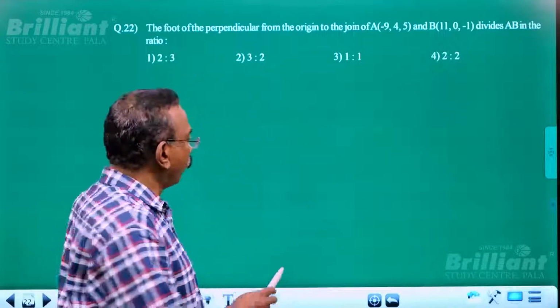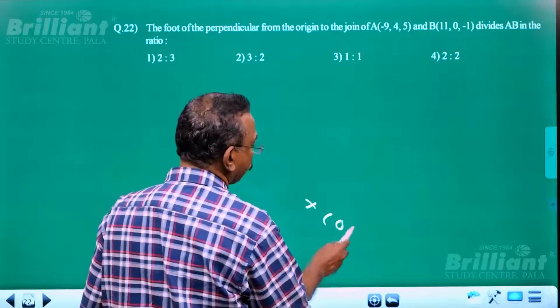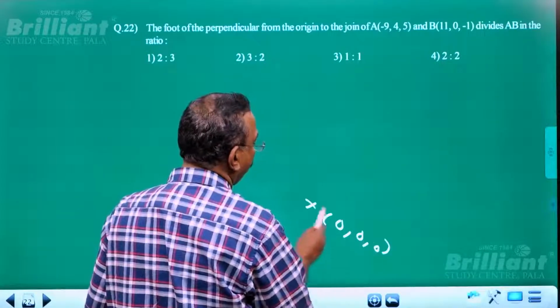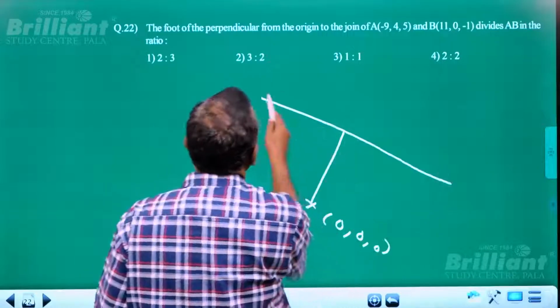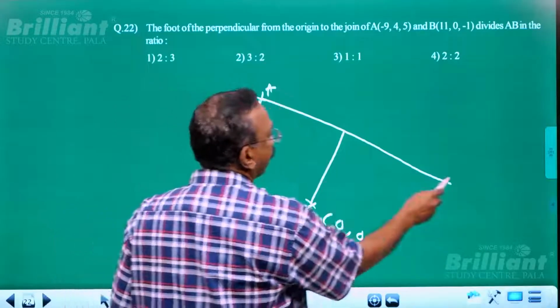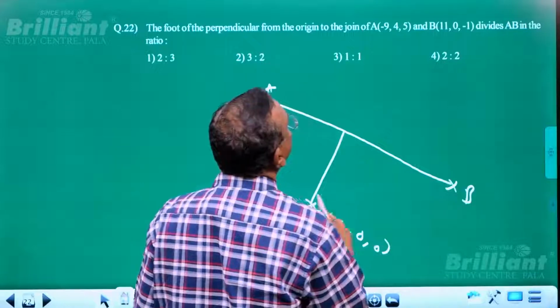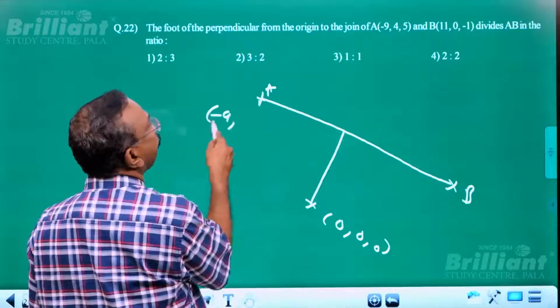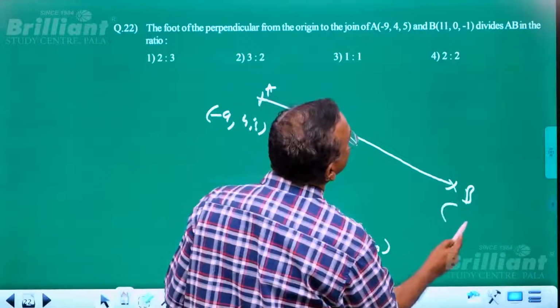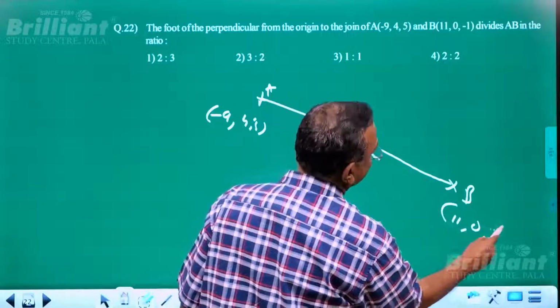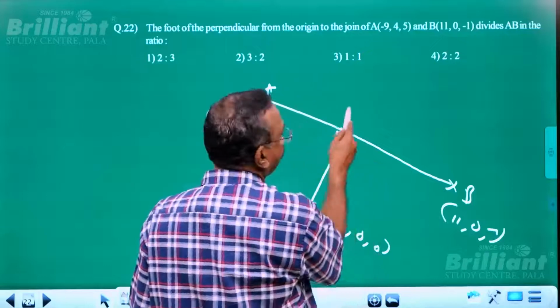You know, there's an origin, referred to as (0, 0, 0). If you draw the foot of the perpendicular on the line joining A and B, I mark here A and that should be B. A is given as (-9, 4, 5) and B is given as (11, 0, -1). And this foot is referred to as C.